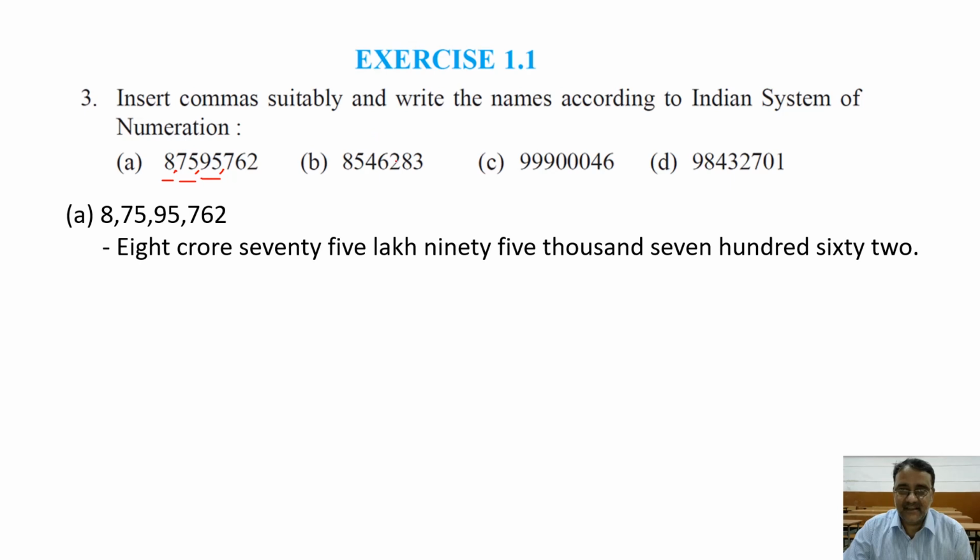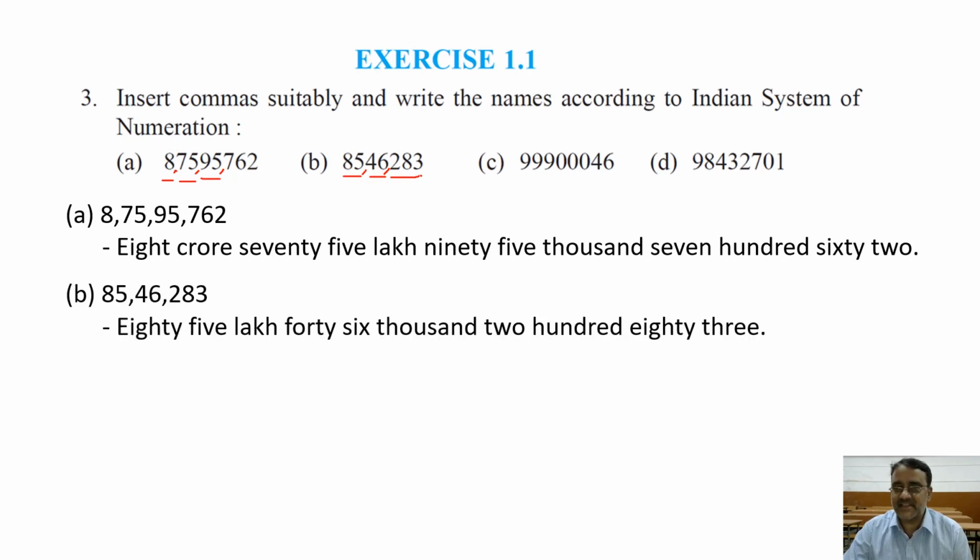And the second question देखेंगे. 100 के बाद एक प्लेस कॉमा लगा दिए, फिर 2 प्लेस के बाद. So 85 lakhs 46,283. This is the second answer. Now the third one, 100 के बाद कॉमा लगा दिए, then after 2 digits we are putting commas. So 9 crores 99 lakhs 46.